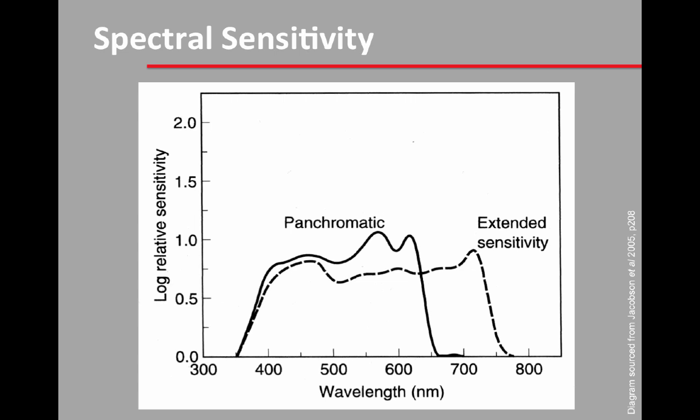Now, there were, or probably still are, films that would be considered as extended red sensitivity films, which would extend slightly into the 740, 750, 760 nanometers. But your most basic black and white films weren't sensitive to infrared. You would need to get a specialized infrared film, which was available, called HIE or high speed infrared film.